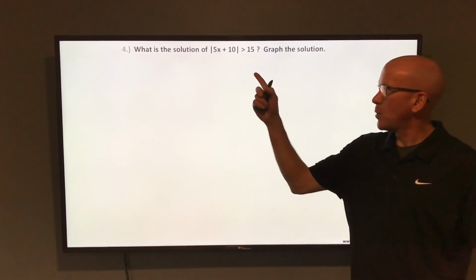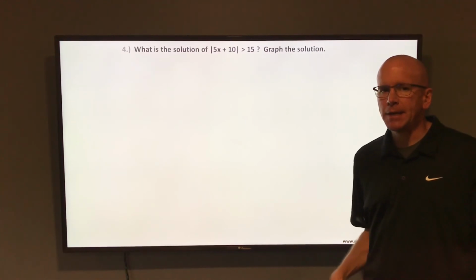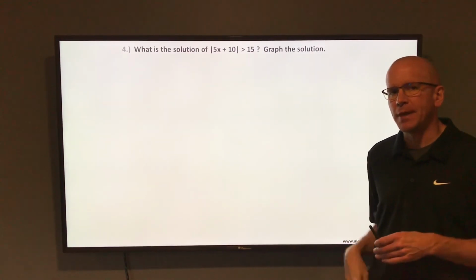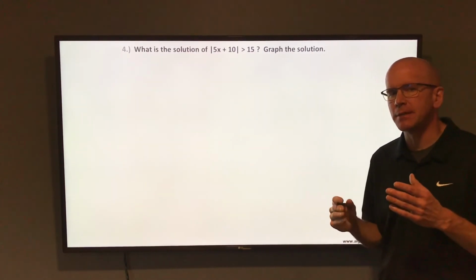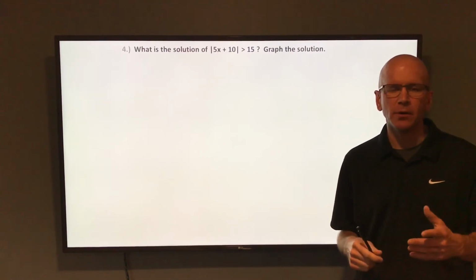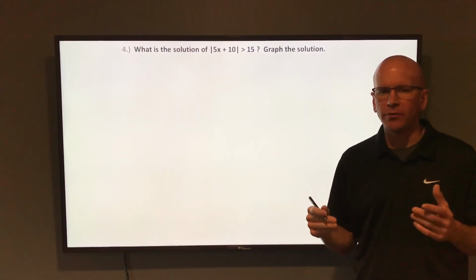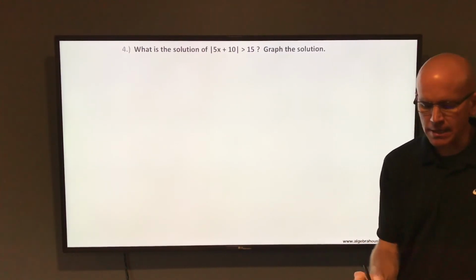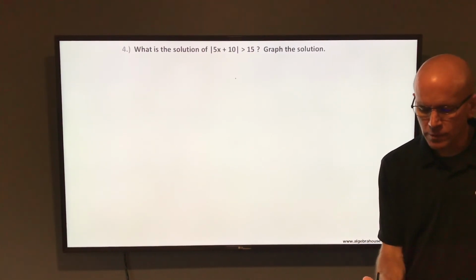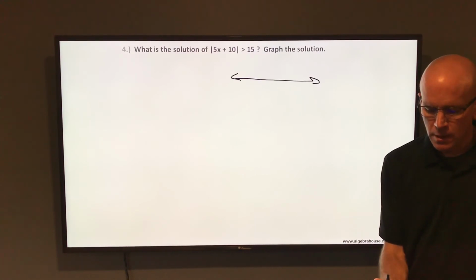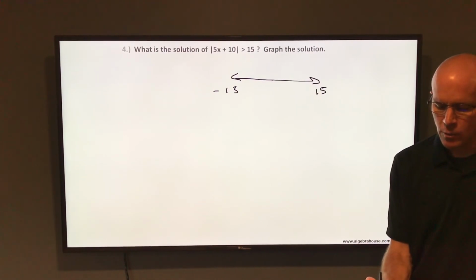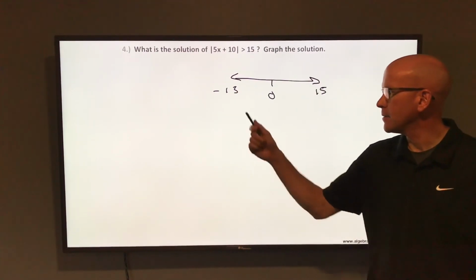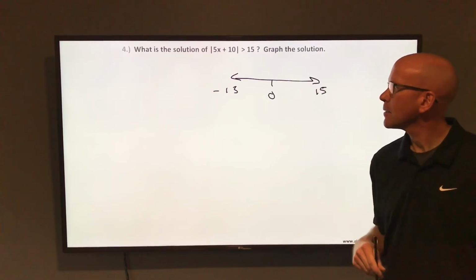Going to solve this inequality, the absolute value of 5x plus 10 is greater than 15. Think about what that means. That's saying the distance that 5x plus 10 is away from 0 is more than, or is greater than, 15. It helps to draw it out so that you can see exactly what's going on. So with the number line, the two numbers that are 15 away from 0, you have negative 15 on the left and positive 15 on the right with 0 in the middle.